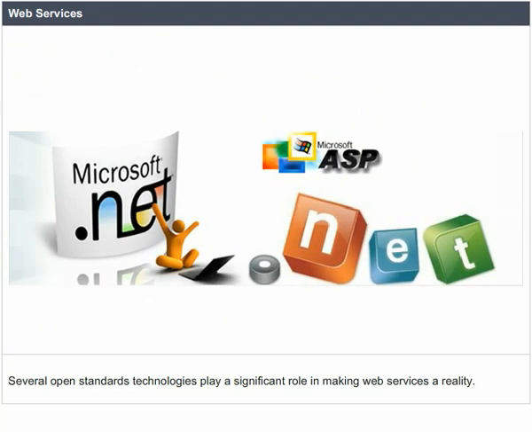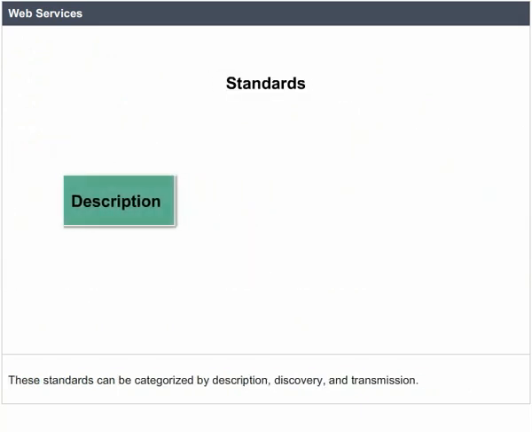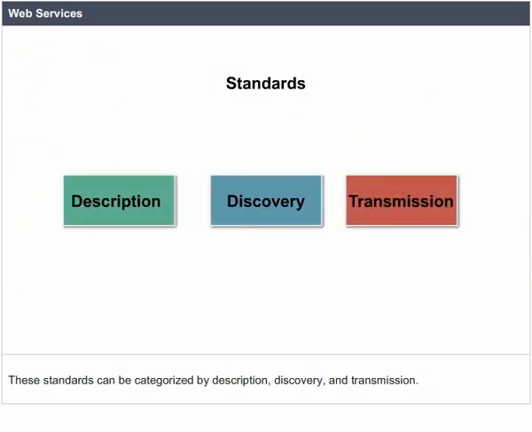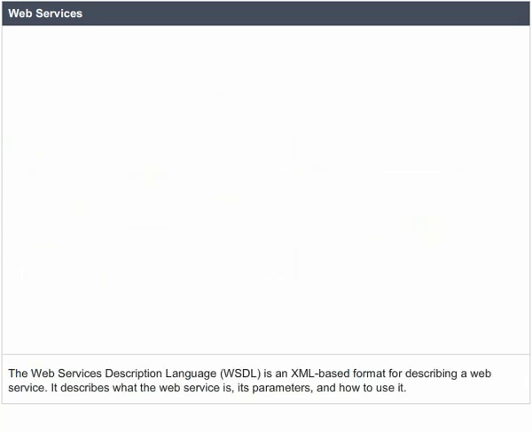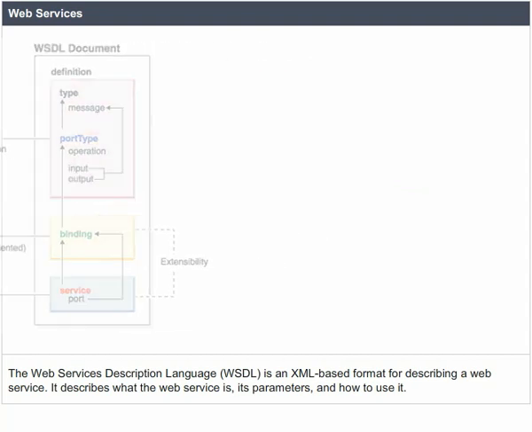Several open standards technologies play a significant role in making web services a reality. These standards can be categorized by description, discovery, and transmission. The Web Services Description Language, WSDL, is an XML-based format for describing a web service. It describes what the web service is, its parameters, and how to use it.